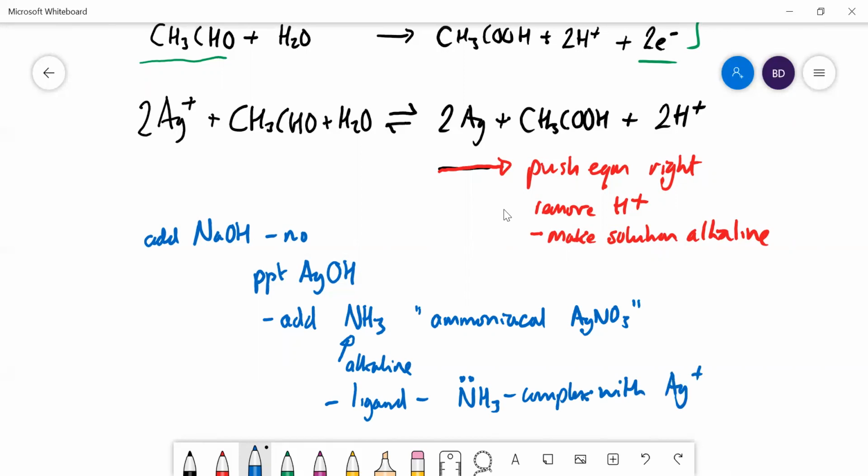And that's why you can't just add silver nitrate. You have to use ammoniacal silver nitrate to make it alkaline, push the equilibrium in the right direction. So there's a whole load of synoptic things going on in that. But if you're in year 12, it's a bit over the top. Right.